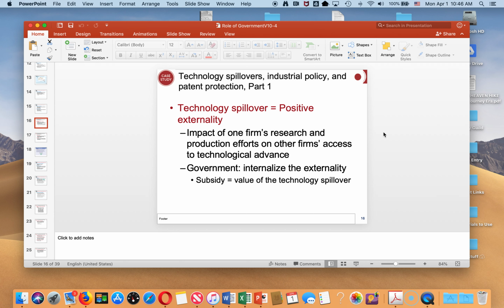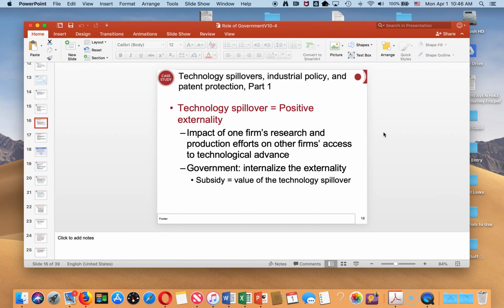And this is defined as one firm's research and production efforts on other firms' access to technological advance. And so for government, what it should do is a subsidy. Now, examples of this would be drug vaccinations or new drugs that have impacts not just on the individual but on society as a whole. This could also be the internet and the benefits that society as a whole get from the internet and Wi-Fi.